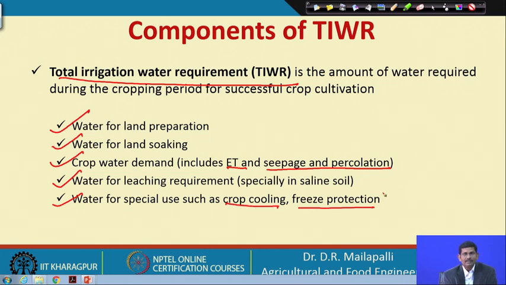If you are cultivating crops under cold conditions, sometimes the soil might be frozen, so you need to apply water in order to defreeze the soil, so that plants can extract that water. This is the crop water demand, but in addition to that, the other water uses like land preparation, land soaking, leaching, and special uses like crop cooling all together add up to the total irrigation water requirement.